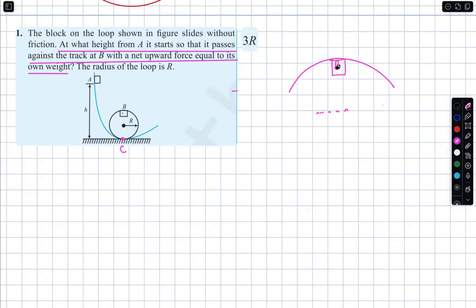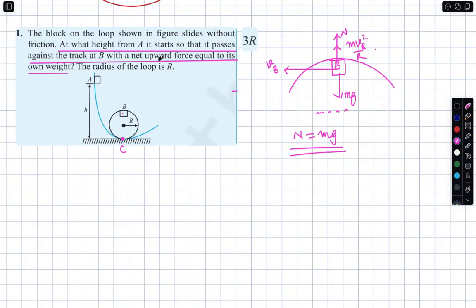At B, what happens? VB, mg, normal reaction, mvb square by R. You said normal reaction is mg because the net upward force is equal to its own weight. That's what you said. mvb square by R equals 0. How is that possible? Such a case, one minute.